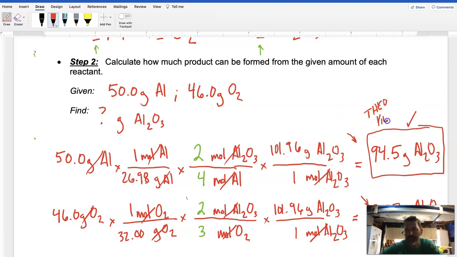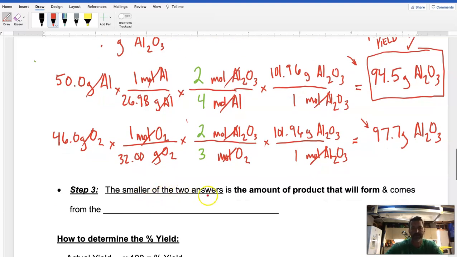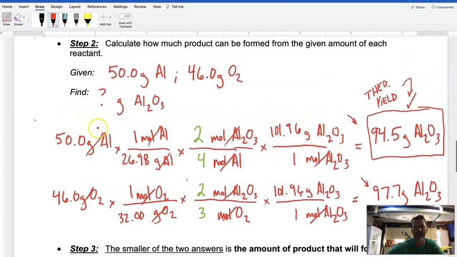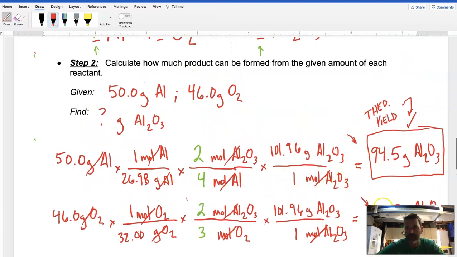I'm trying to write and talk at the same time. That's our theoretical yield of aluminum oxide, 94.5 grams. Okay, so that answers the first question. Step 3 says the smaller of the two answers is the amount of product that will form, and it comes from the limiting reactant. So we answered a lot of questions here. It's more just a matter of understanding how to read this once we do all the math. So again, the smaller of the two answers is our theoretical yield, okay?